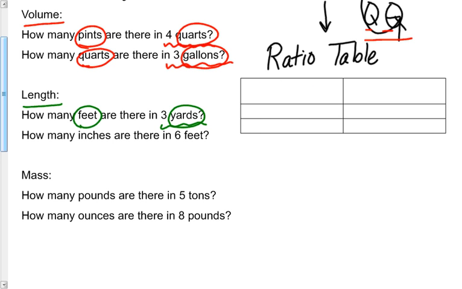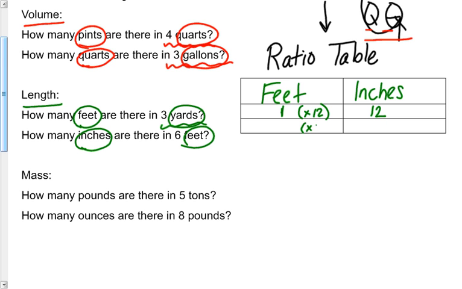How many inches are there in 6 feet? Again, we find our units, inches and feet. My larger unit goes first. Feet, inches. I write down what I know first. 1 foot is 12 inches. Now, how do I get from 1 to 12? I multiply by 12. That's my pattern. So I'm going to bring that down right away.